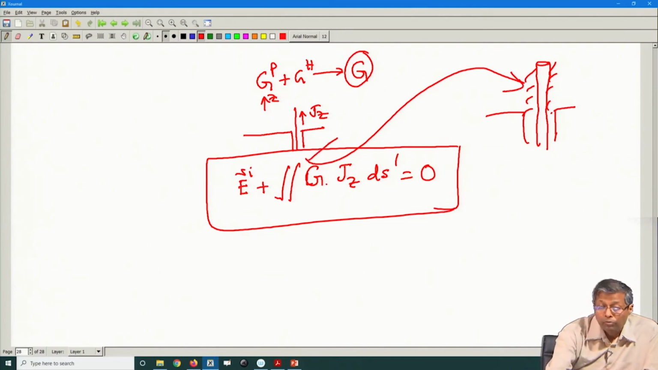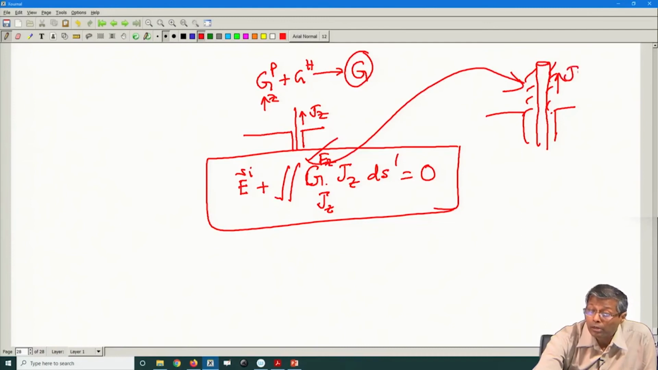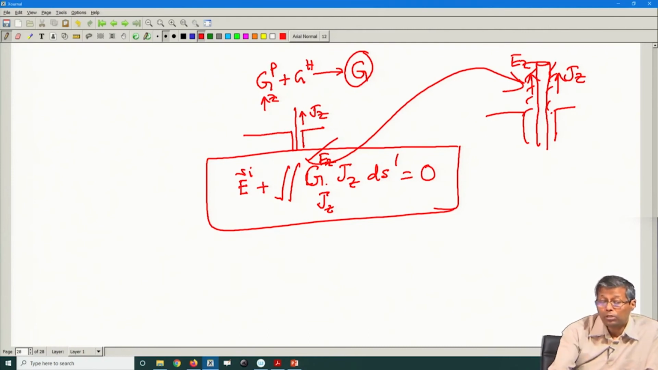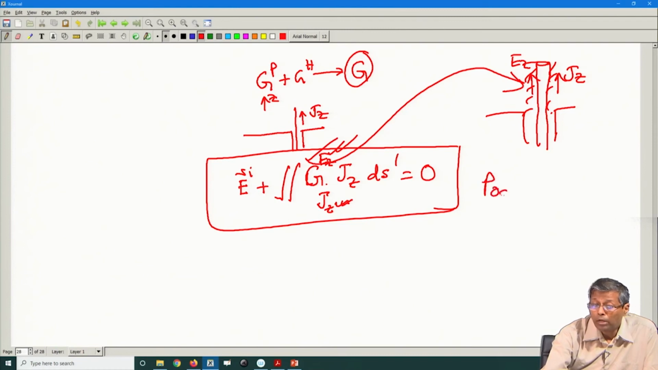I know this, which is G Jz Ez, that is due to Jz, due to a z directed current flowing here. What is my Ez? Because the z directed current is going to produce an Ez. So, this contains the cause, or the source, and this contains the effect. That is the grammar of the Green's function. So, this equation is called the Pocklington's integral.